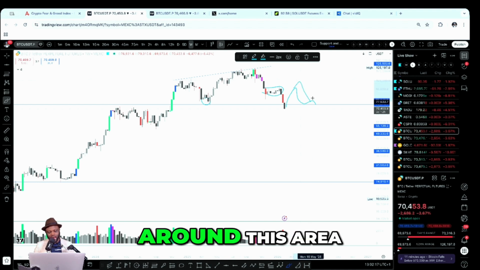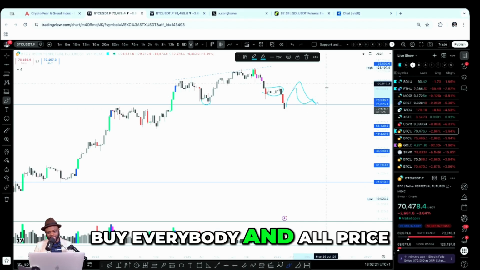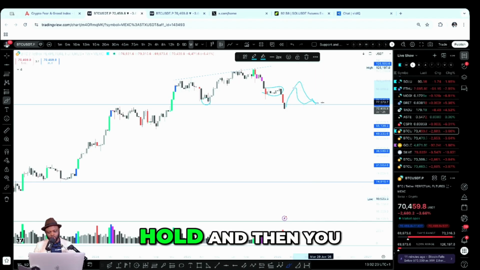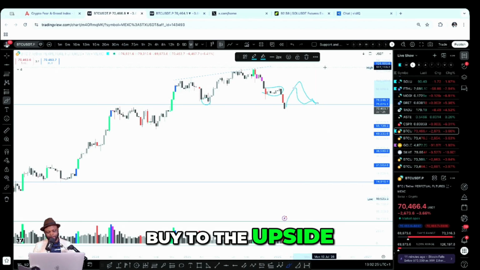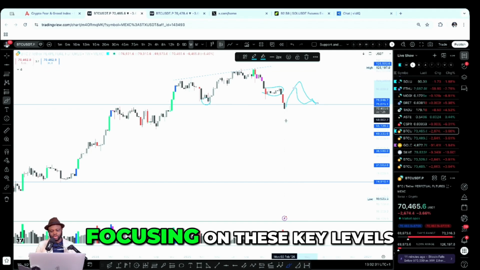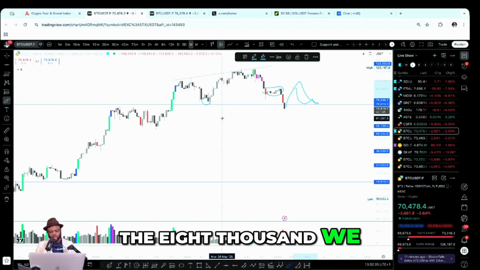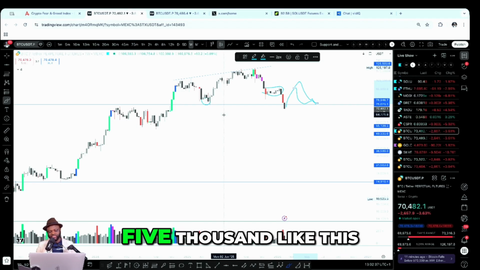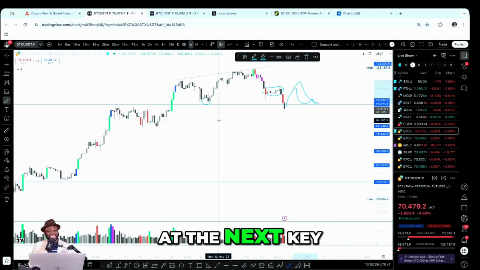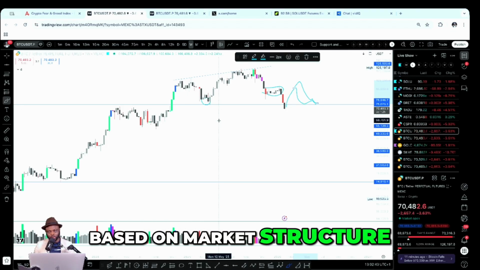And you're going to wait for a pullback around this area. So either price does this, comes here, holds, and you buy it back, or price goes to this level, comes back, holds, and then you buy to the upside. For now, the trend is focusing on these key levels here. We have 58,000, we have also 65,000. These are the next key levels that Bitcoin is going to be heading towards based on market structure.